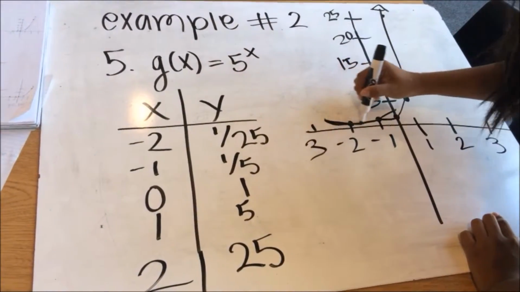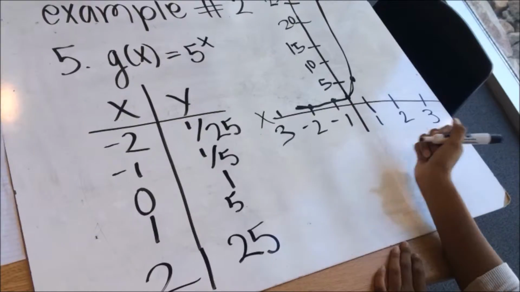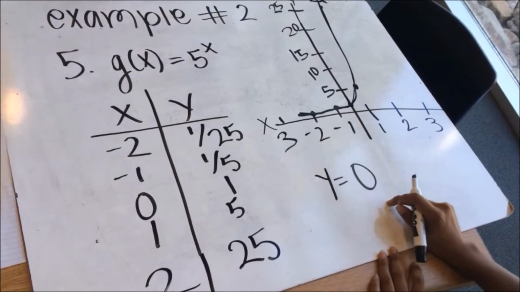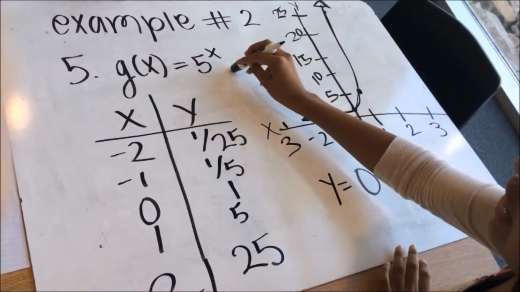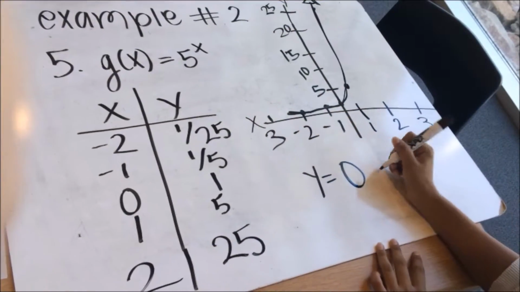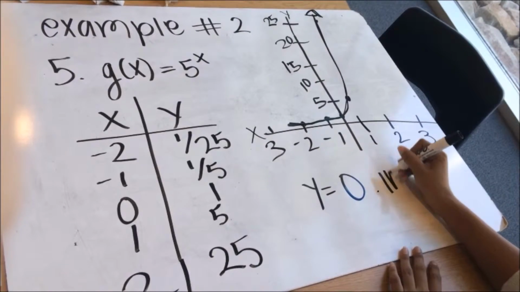And that's what your graph should look like. Okay, so your horizontal asymptote should be at y equals 0, and that is because there are no transformations telling you to move y anywhere else. And you would say that your graph is increasing.